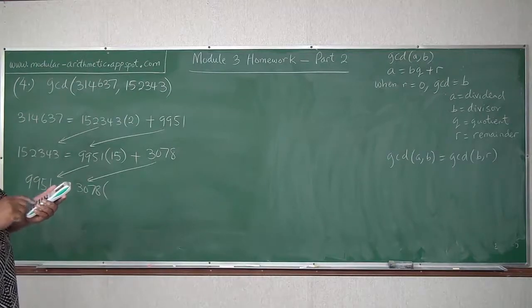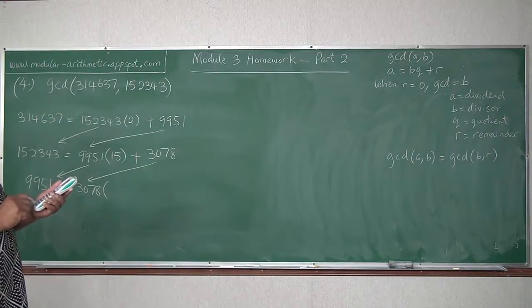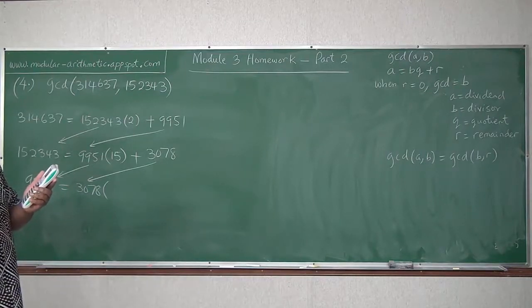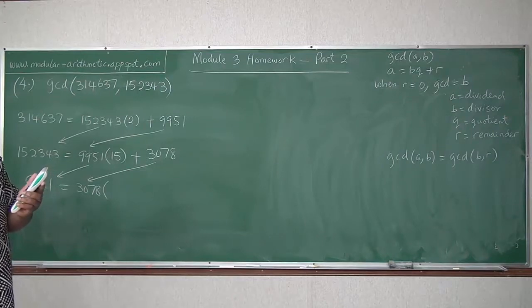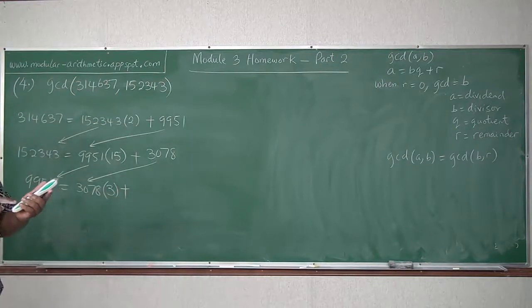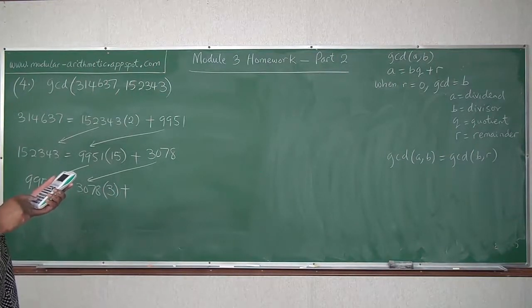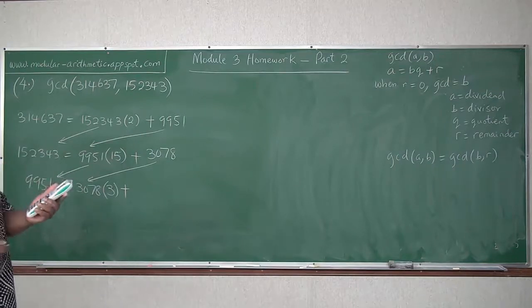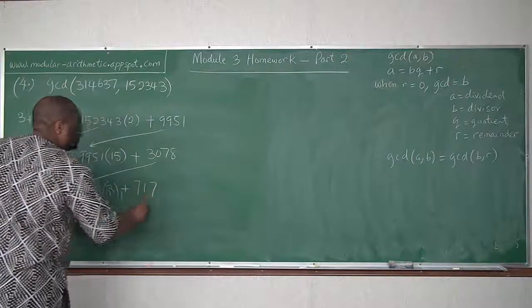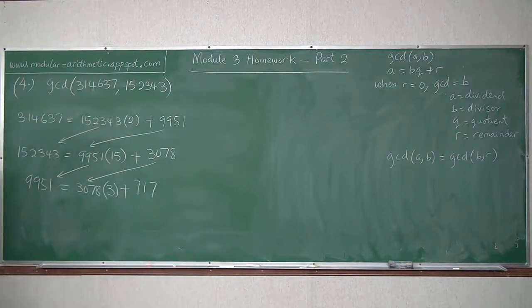Then we bring this here: 9951 equals 3078 times what? We do 9951 divided by 3078, and that gives us 3.23294347. We take the integer part, plus we do 3078 times 3, which gives us 9234. We subtract that from 9951, and that gives us 717.